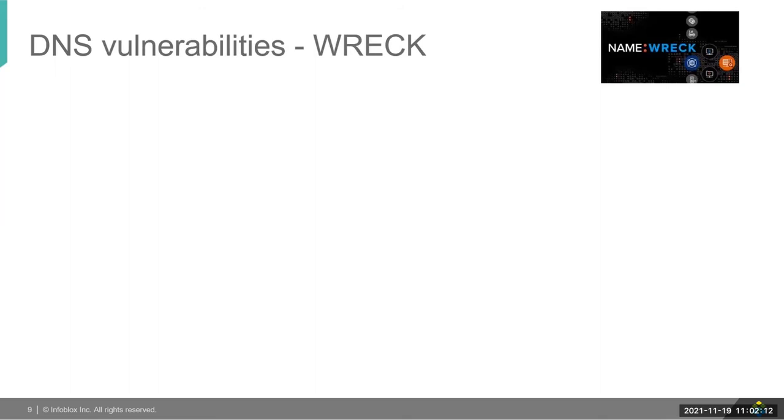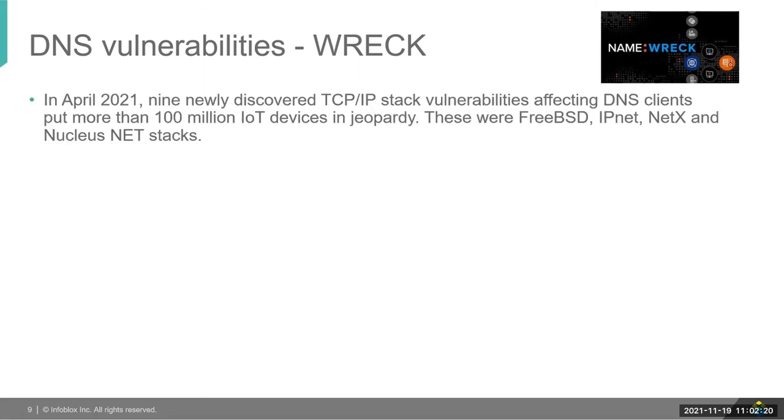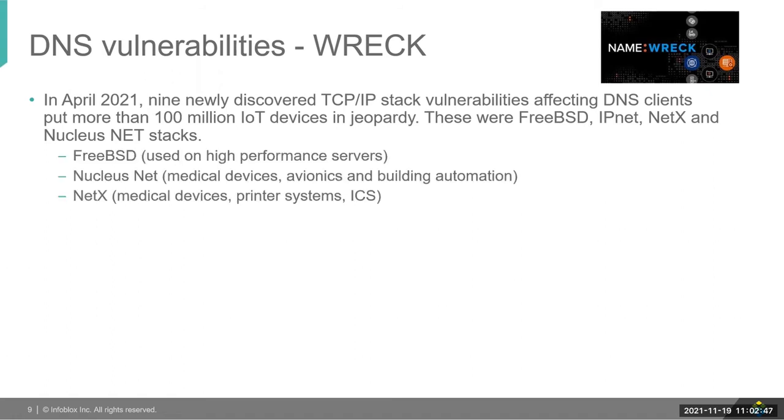So one example that we have of DNS vulnerabilities is something called RAC, which actually came out earlier this year. In April 2021, there were 9 separate TCP/IP stack vulnerabilities affecting DNS clients and jeopardizing more than 100 million IoT devices. These TCP/IP stacks are basically platforms that are used by a lot of IoT devices and even certain switches and routers.